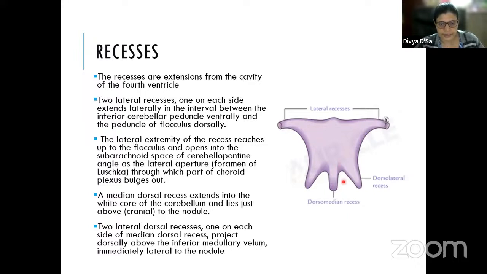Then there is the dorsal median recess. It extends into the white core of the cerebellum and lies just above the nodule of the cerebellum. Then there are 2 dorsolateral recesses, one on each side. They project dorsally above the inferior medullary velum, which I will explain later, and lie lateral to the nodule.